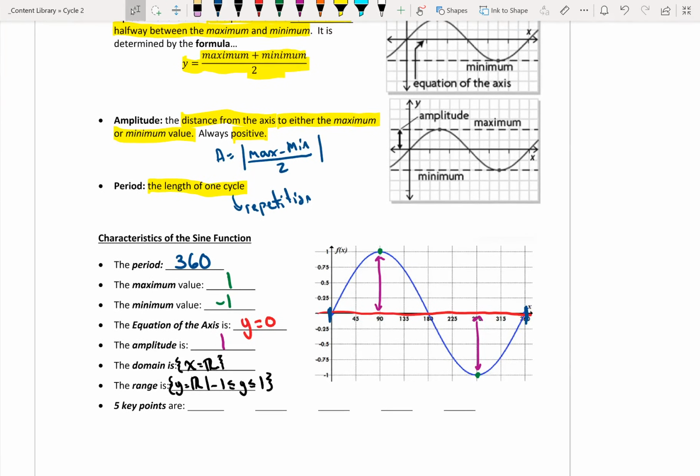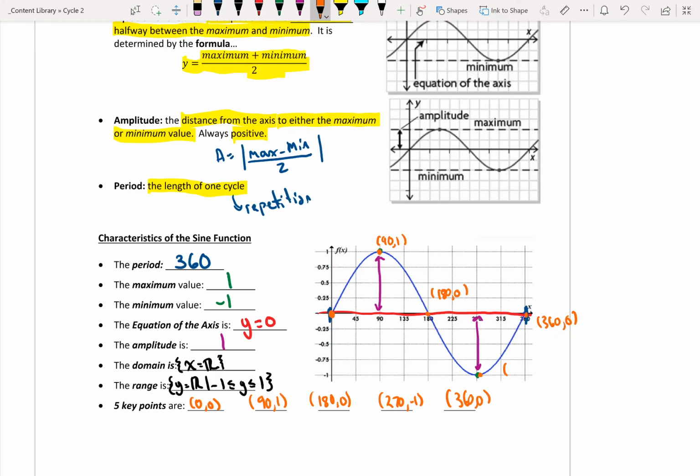And there are 5 key points that we need to be aware of. So the 5 key points, the first one is 0, 0. Then we have 90 and 1. We have 180 and 0. We have 270 and -1. And we have 360 and 0.